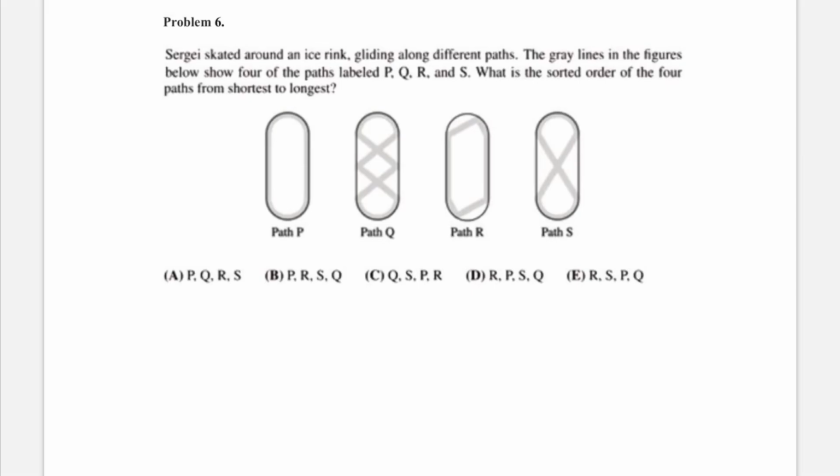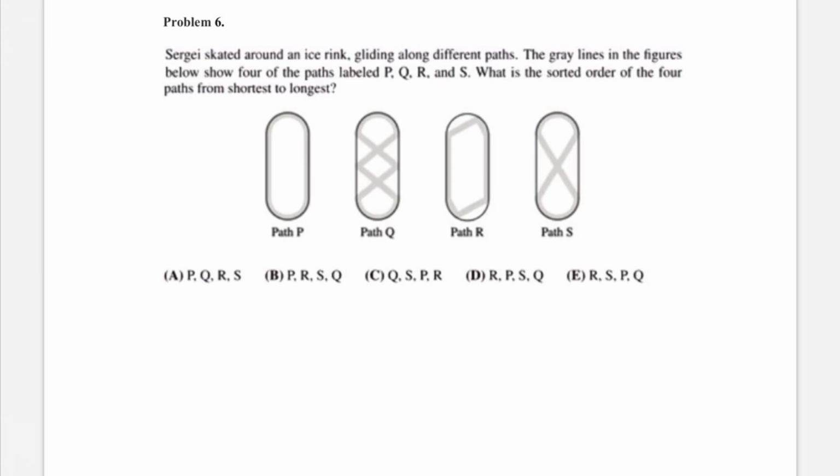Problem 6. Sergey skated around an ice rink, gliding along different paths. The gray lines in the figures below show 4 of the paths labeled P, Q, R, and S. What is the sorted order of the 4 paths from shortest to longest?